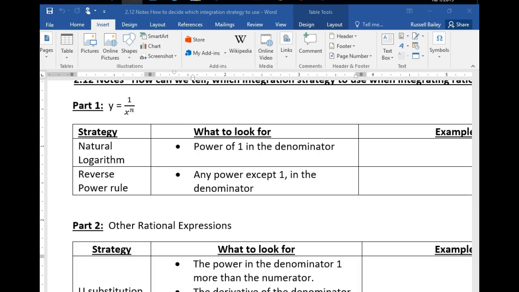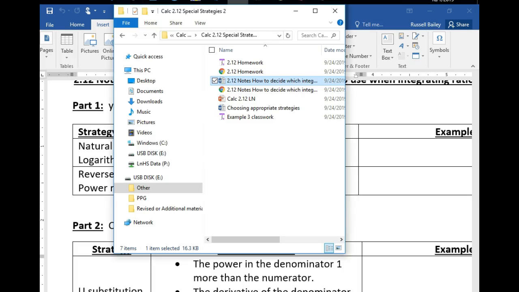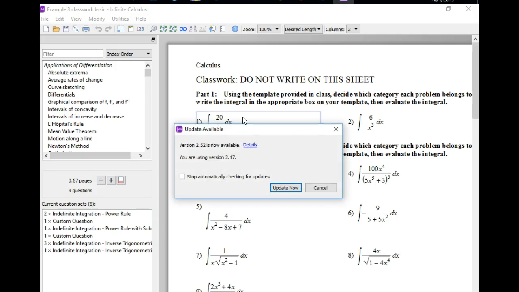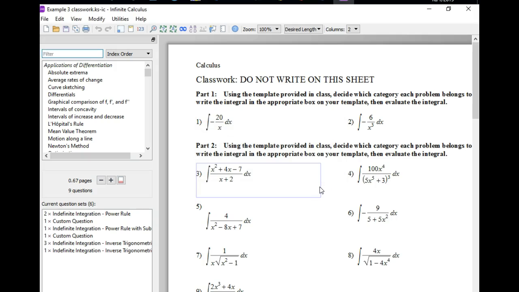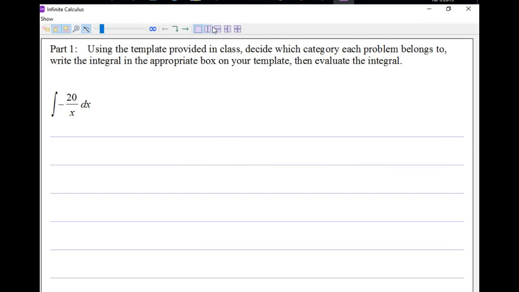Let's see what you got so far. As I'm coming around and looking, what I'm seeing is that you got the point of today's lesson. You recognized which one was which. But what I'm also seeing is we're rusty on our integration. All right.